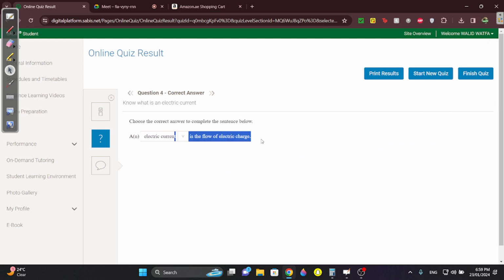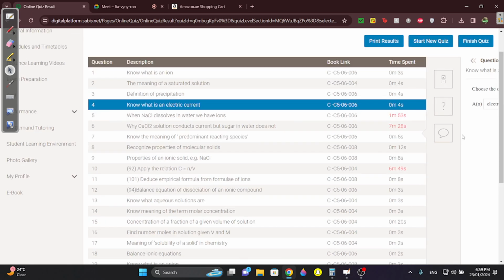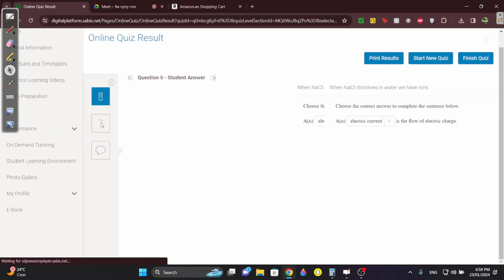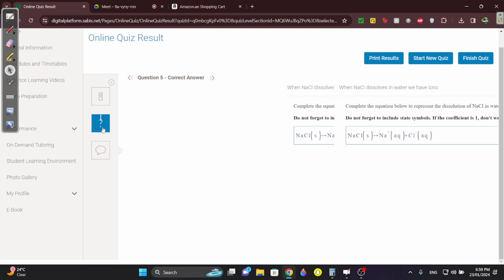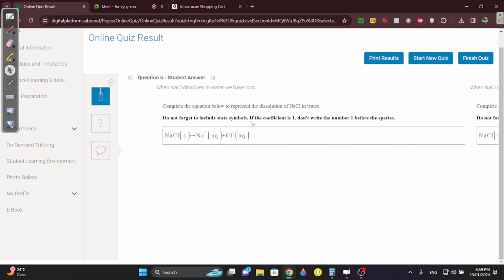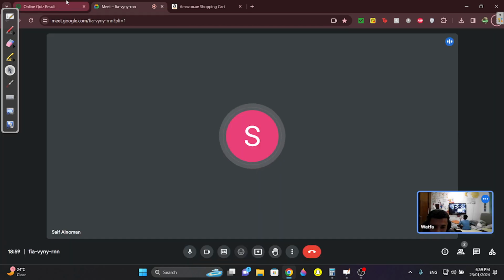An electric current is the flow of electric charge. This is pretty straightforward, honestly. Electric current is, everybody knows this. Okay, now balancing. How do I show this? How does it come? Let me open the question.